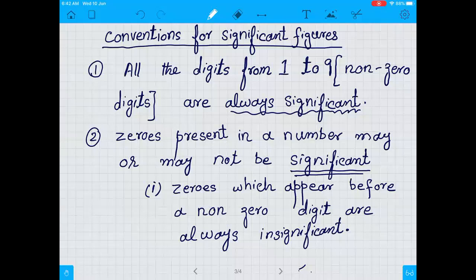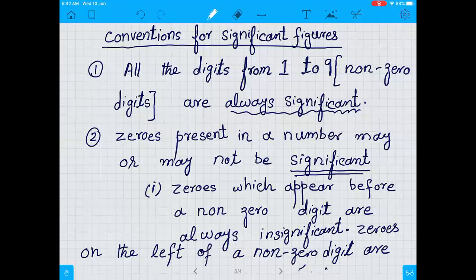And what is meant by before? Basically, we are saying that zeros on the left of a non-zero digit are insignificant. So all the zeros that appear before a non-zero digit are insignificant.